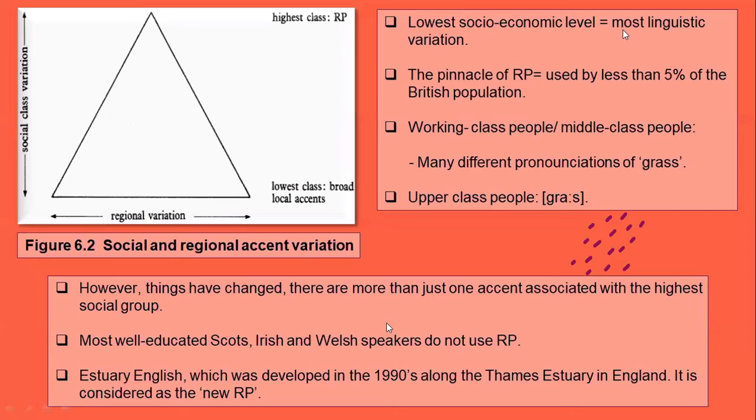Wait, can you show the mouse in Figure 6.2? Yeah, that one. Can you show this one?